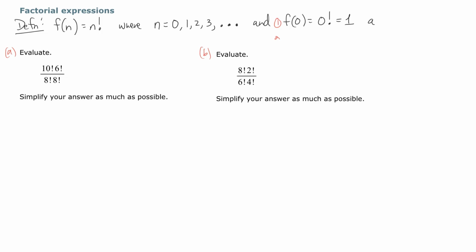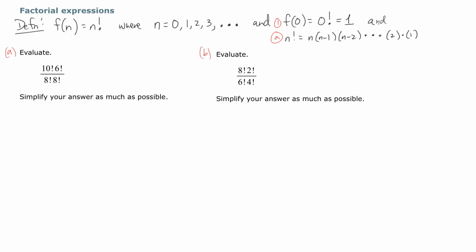And the second rule is n factorial is defined to be n times n minus 1 times n minus 2 dot dot dot all the way down to 2 times 1, like that. So there are 2 parts of the definition. First of all, it is a function where the input are actually the whole numbers and the output are going to be real numbers that are actually integers.